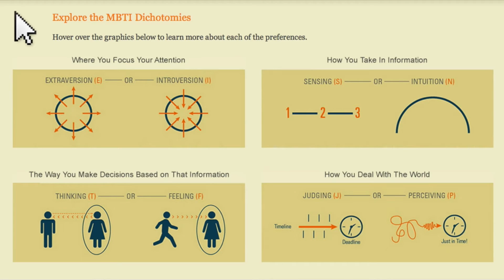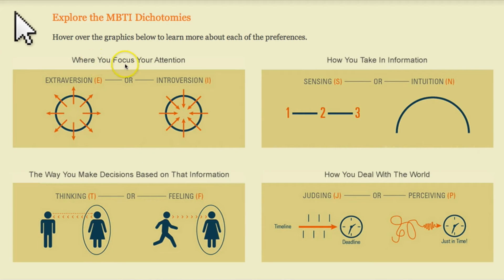So the four MBTI dichotomies seen in this graphic are opposite pairs. You have a preference that has existed since birth for one side of these dichotomies. An easy way to think about this is by thinking about being left-handed or right-handed. It is likely that you can use both hands to write your name, but you have naturally developed a preference for using one hand over another. So let's learn more about these dichotomies.